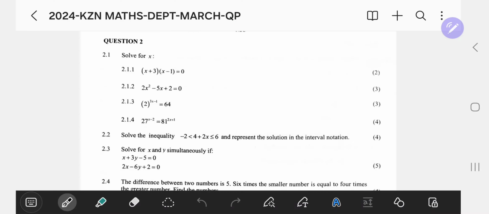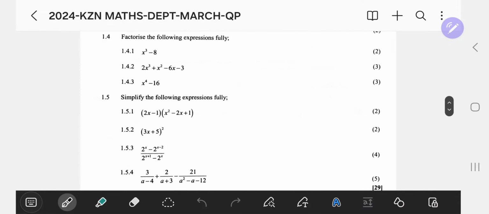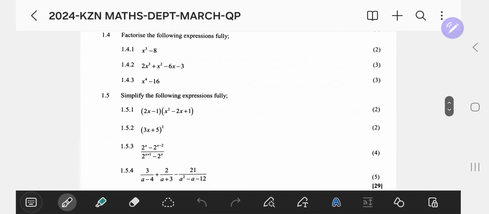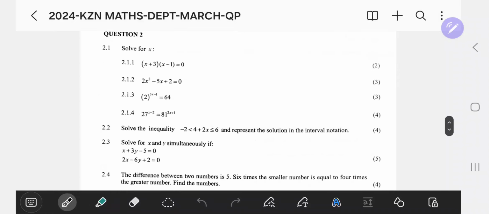We're now on to question 2, and for 2.1 we need to solve for x. So I want you guys to notice that your algebra questions come in different formats. There are different types, okay? So far we've noticed that we had questions that asked us to factorize. Then we had questions that asked us to simplify. And we also have questions now that ask you to solve for x. So every algebra section in your exam, no matter which term it is, you're always going to have questions under each type: factorizing, simplifying, and solving for x.